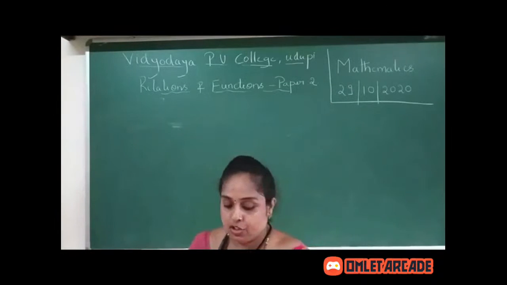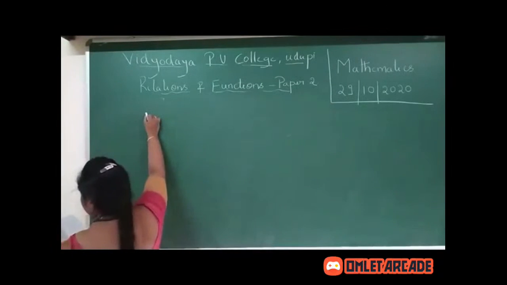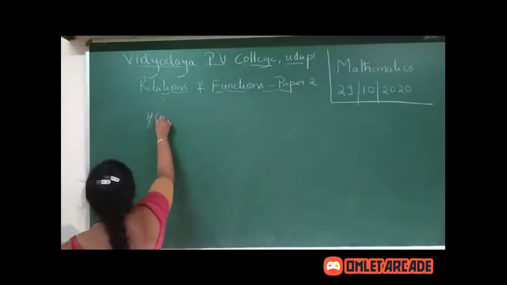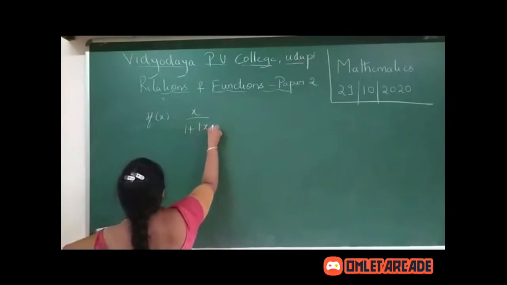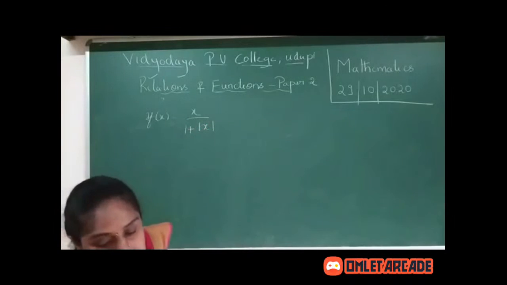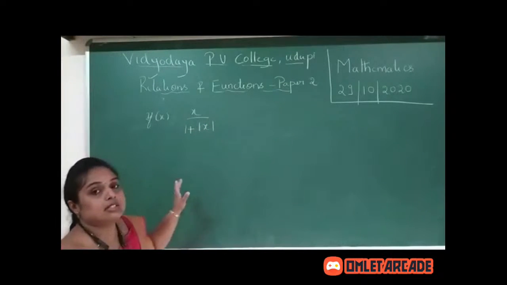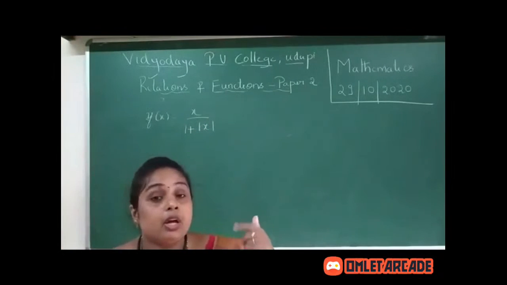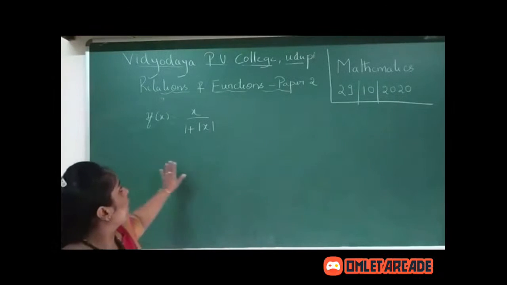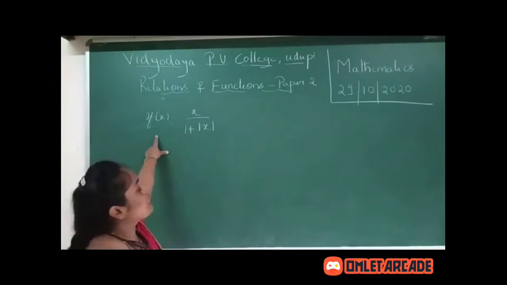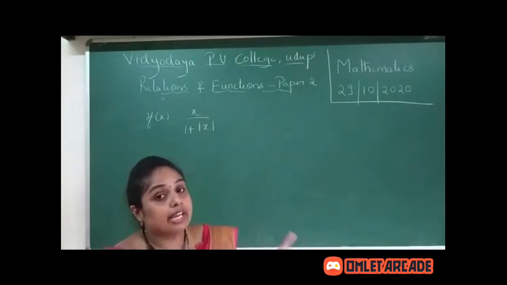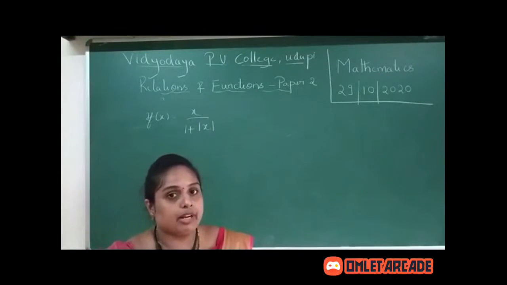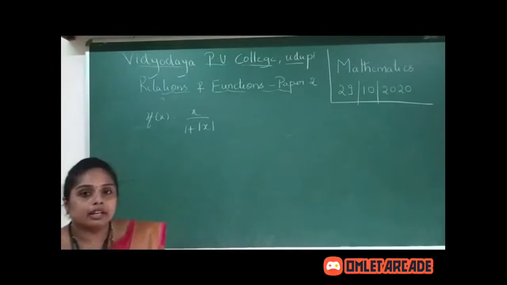We have to find the range of f of x is equal to x divided by 1 plus mod x. Now the question is, can I do this like the previous problem? How did I do it? Now the question is range. Here I have to find the range, writing this as y and cross multiplying and writing x in terms of y. Can I do that? Here I cannot do that.